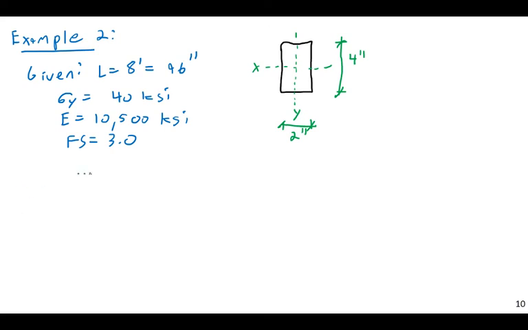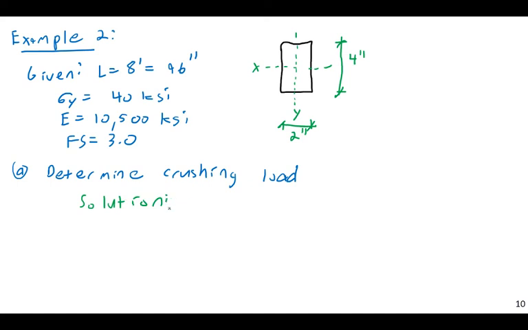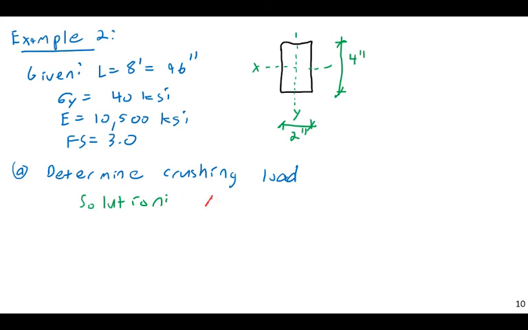Notice I'm not going to give you the K, the support. We'll actually look at it for different cases. So A, determine crushing load. This is the easy one. This is determined basically in CENG 306, right? Puns, crushing load. Okay. Solution. Well, we always come back to our mother equation: actual is less than or equal to allowable.